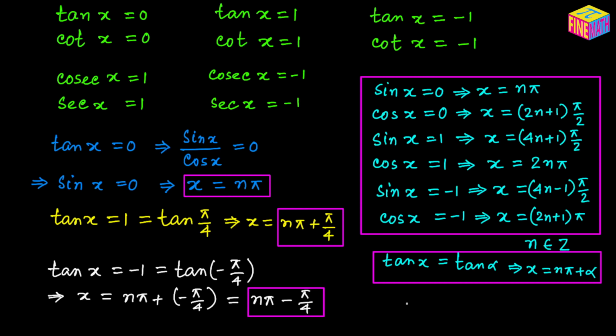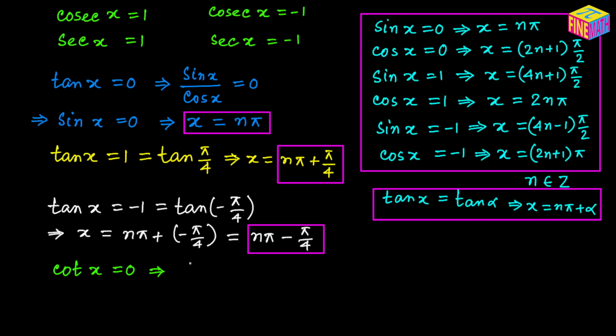Next, let's talk about cotangent of x equals 0, that trigonometric equation. Can we write it as cosine of x over sine of x?